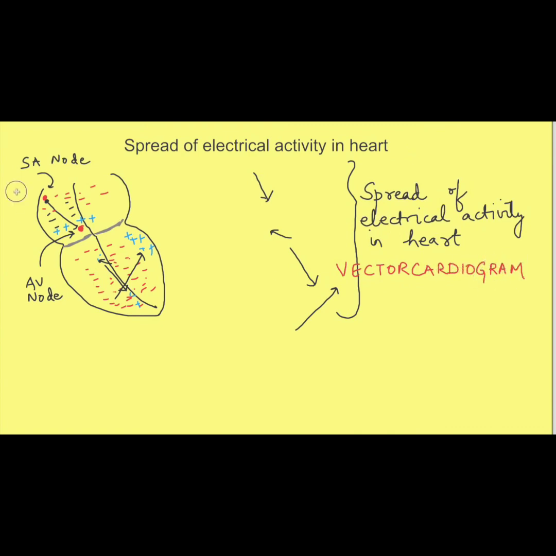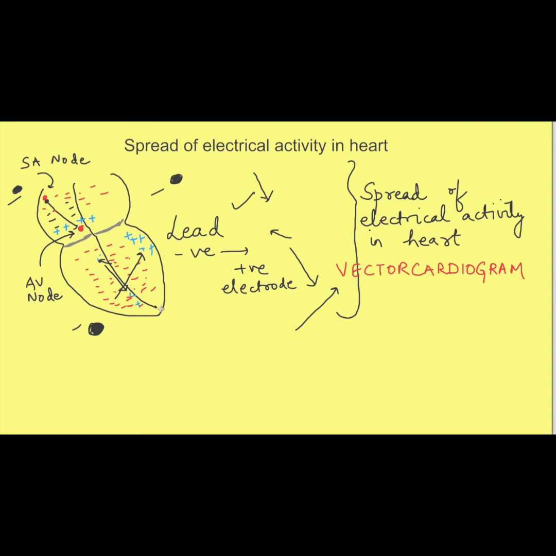Now to record this spread of electrical activity, we place electrodes around the heart. The way this electrical activity is recorded depends on two things. One, obviously the average direction of spread of electrical activity, and second, where we put the positive and negative electrodes outside on the body. We can also call it the direction of the lead. Again, direction is taken from negative to positive electrode.